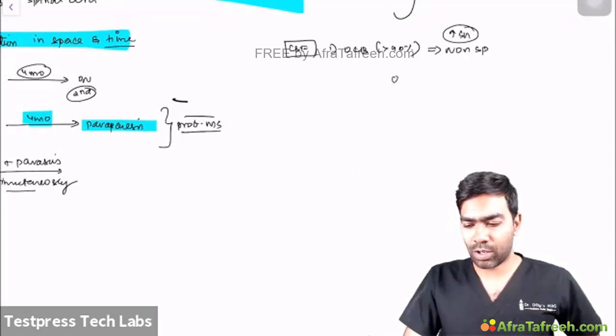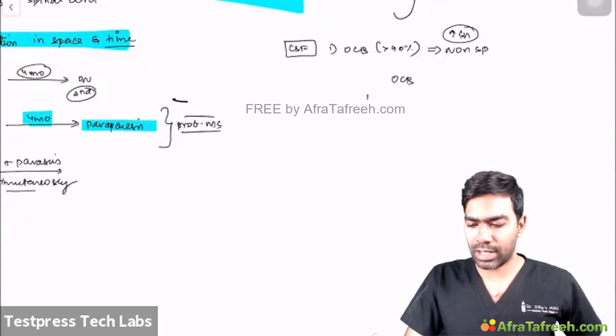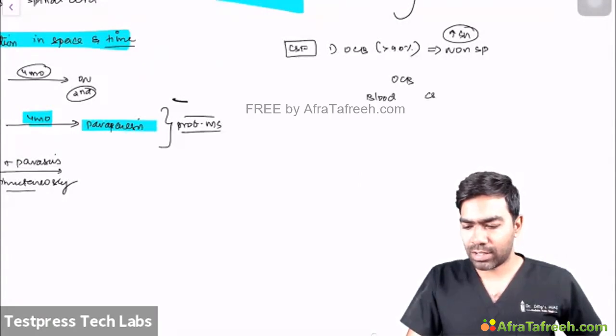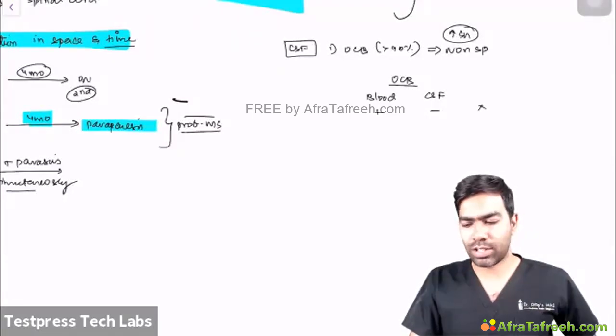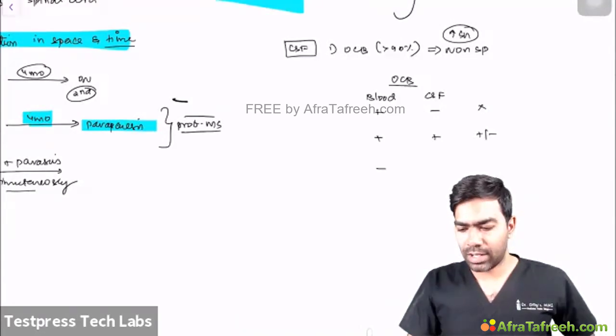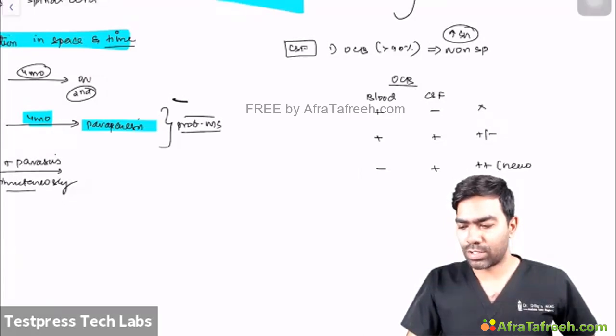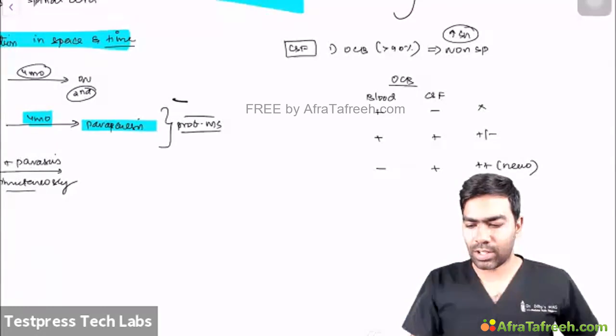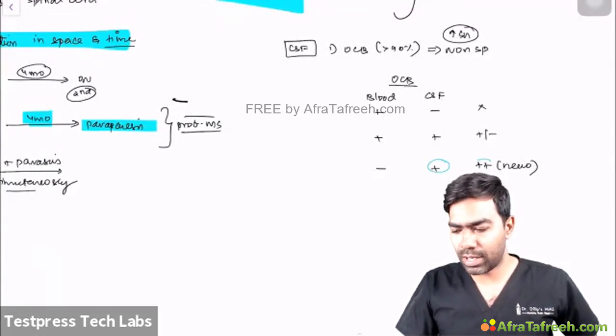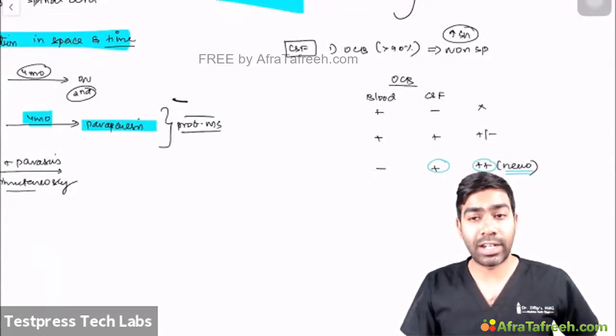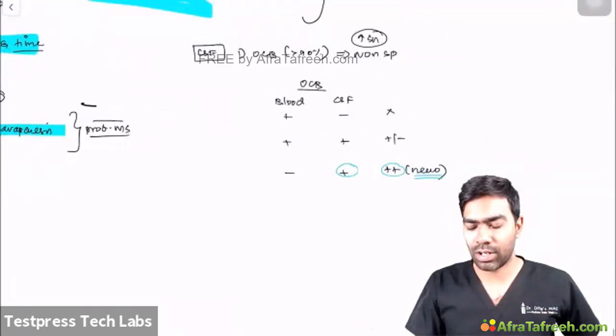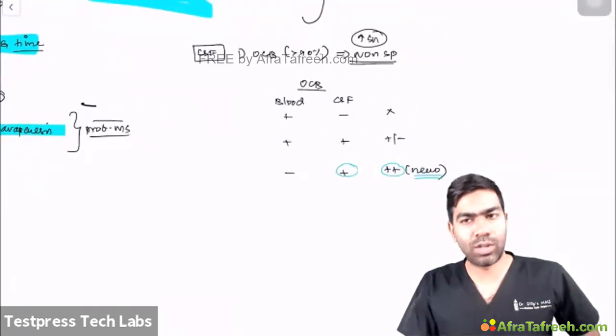OCBs can be seen in blood also. For example, OCBs I can see in blood as well as CSF. But if I see in blood, not in CSF, definitely it is not suggestive of neurological disorder. If it's seen in blood and CSF, probably neurological disorder. But if it's not seen in blood, seen only in CSF, it's very, very specific for a neurological disorder. Which means if I see oligoclonal bands in the CSF but not in the blood, it's specific for a neurological disorder. I'm not telling it's specific for MS. It's specific for neurological disorder. But overall, it cannot tell you what is the neurological disorder.